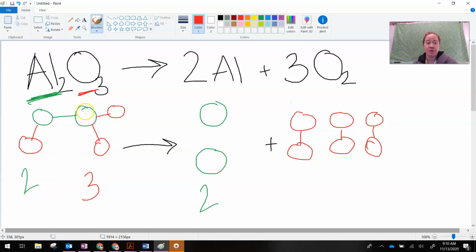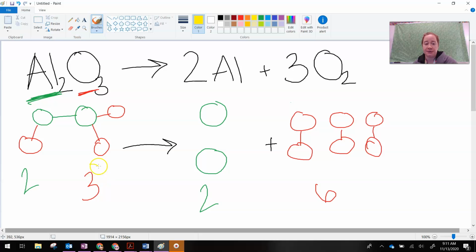Okay, notice these numbers are sometimes different than these numbers. These numbers down here are referring to the number of atoms of each of these elements. Okay, but then on this side, I've got 6 atoms of oxygen. These numbers should be the same. I should have 2 and 2, and then whatever this number is, it should be the same.